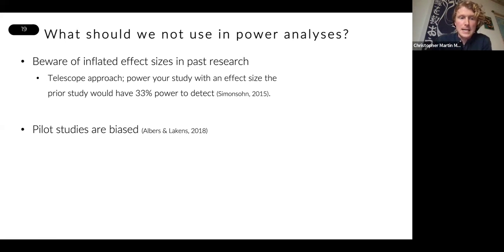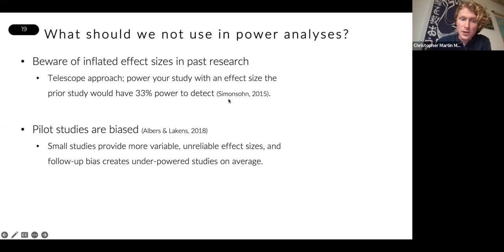Pilot studies are biased, right? Small sample sizes in pilot studies often provide more variable and unreliable effect sizes. And then we also have a follow-up bias, right? If we do a pilot study which has a large effect, we are also more inclined to test that effect in future studies. And therefore, we're often underpowered on average if we rely on pilot studies.